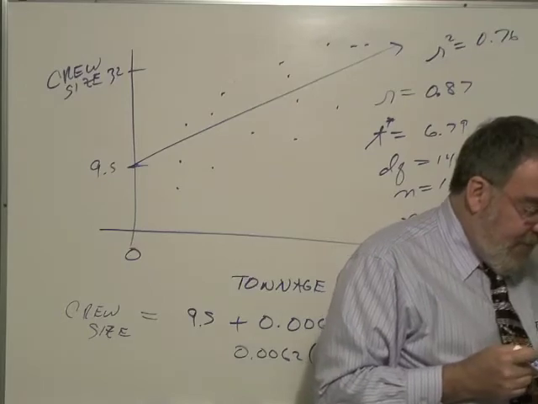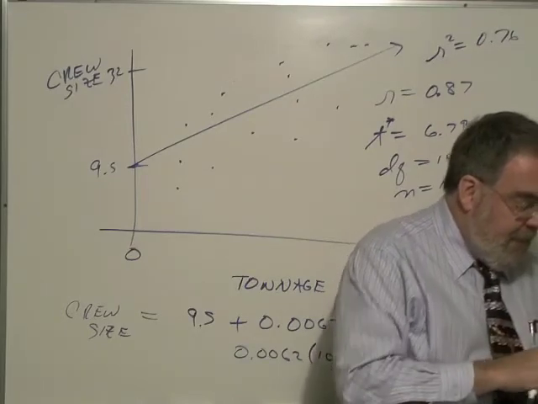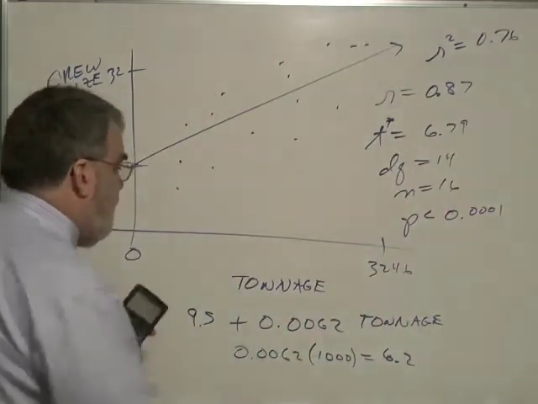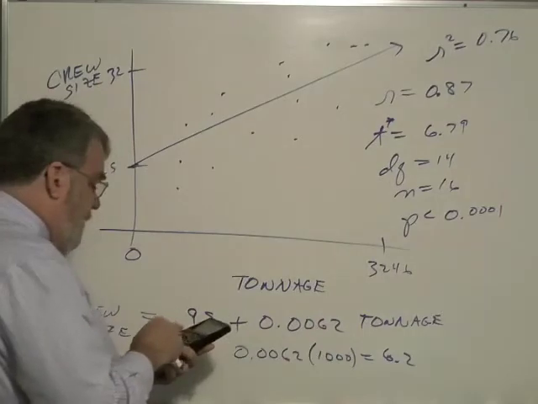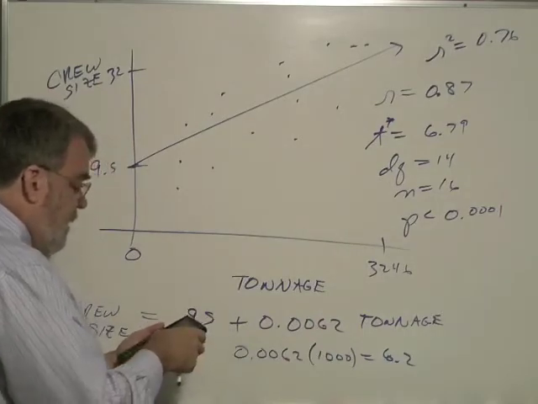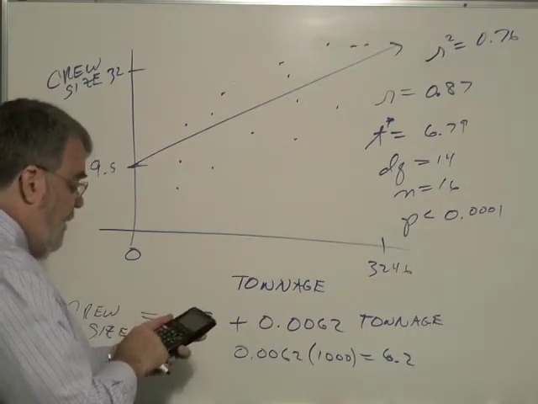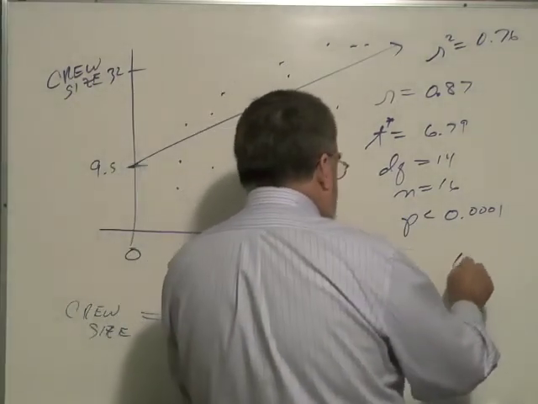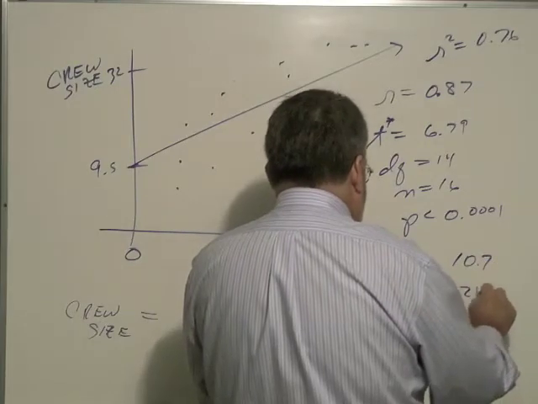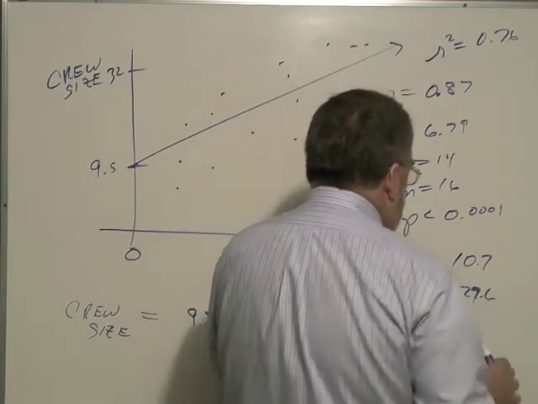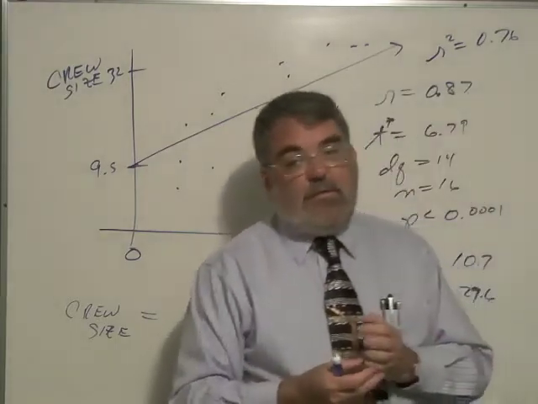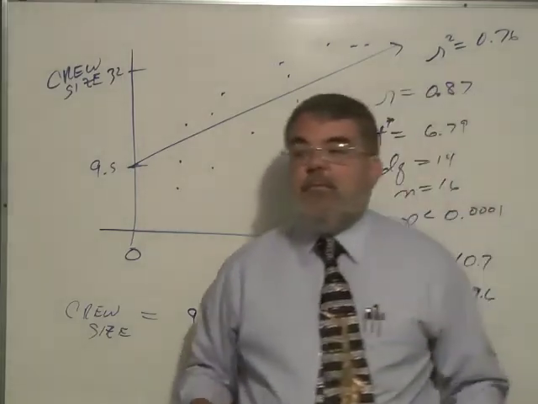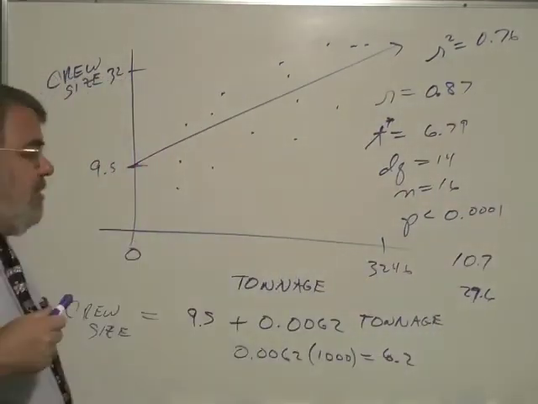And what is the estimated number of crew members for the largest ship? Well, the largest ship was this number, 3246. So if I plug this number into tonnage instead, I get 29.6. So it was 10.7 versus 29.6. So for that larger ship, we expect almost 30 crew members. And apparently the largest ship had 32 crew members, so a little higher than you might expect.